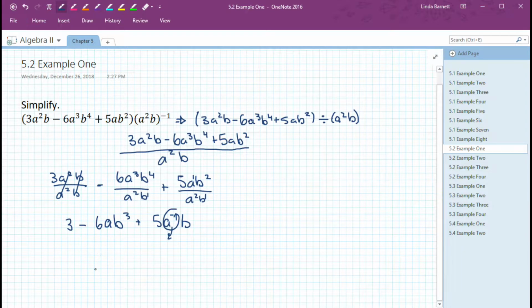So the final answer is going to look like 3 minus 6ab cubed plus 5b all over a. It's just this third term that this a goes underneath, not the whole trinomial. And that's the final answer right there.